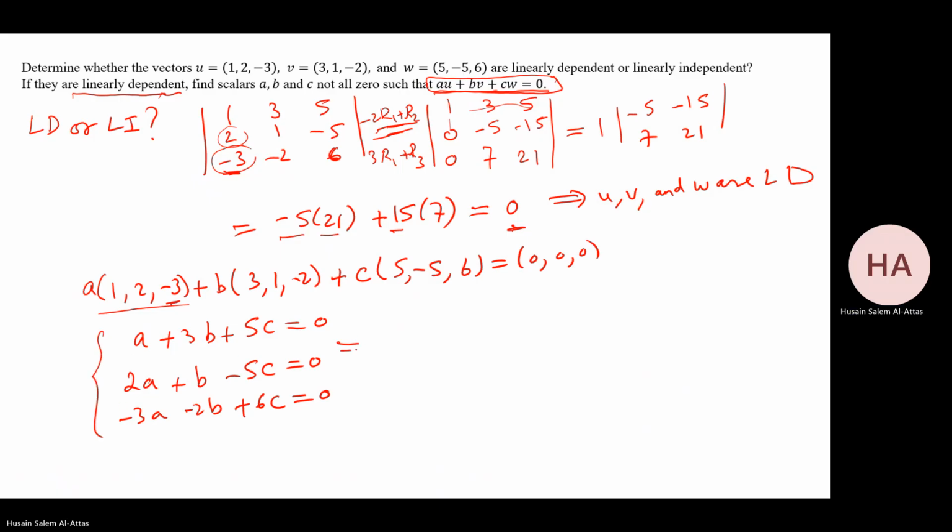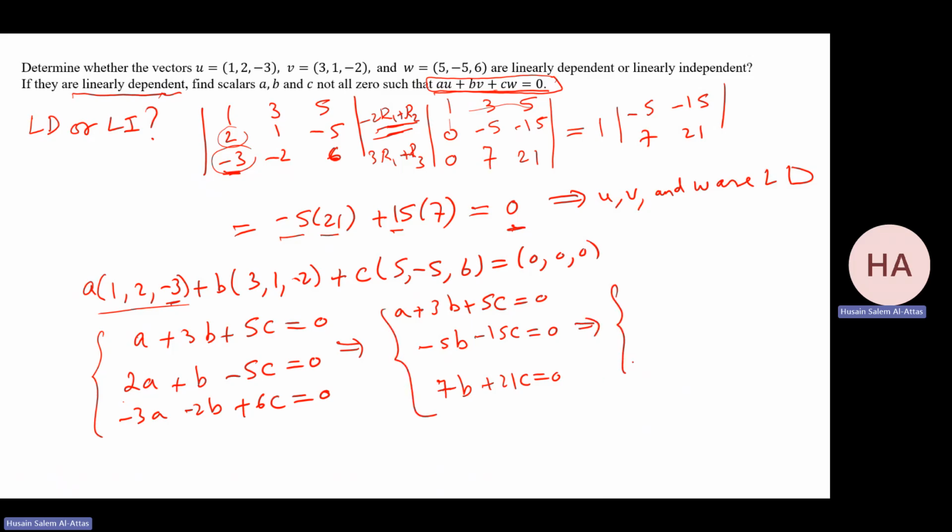I get rid of A. I have A plus 3B plus 5C equal to 0. Multiply by -2 and add. That will be -5B minus 15C is equal to 0. Now I multiply by 3 and add, that will be 0 for A. 9 minus 2, that will be 7B, and 15 plus 6 is 21C equal to 0.